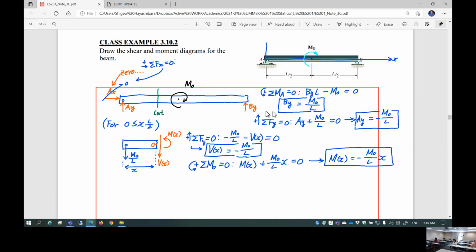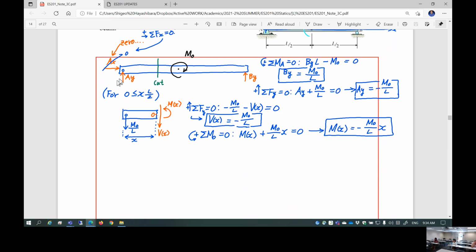The support reaction is M0 over L. Then, first of all, in the range from 0 to half of L, I'm going to virtually cut at the location X. This is an arbitrary location X. I just cut and introduce internal shear and internal moment. Try to apply summation of forces and moment at point O. Determine internal shear and internal moment as a function of X.